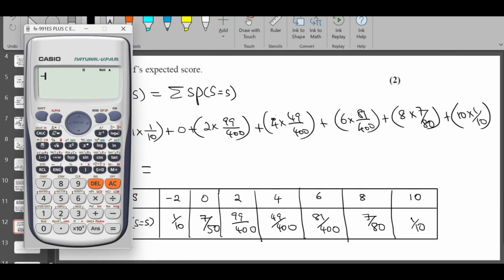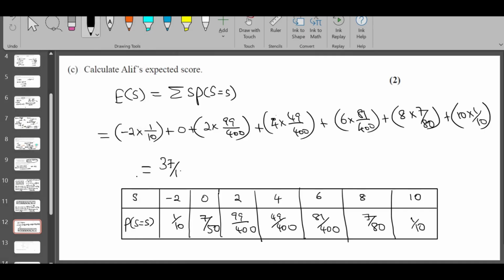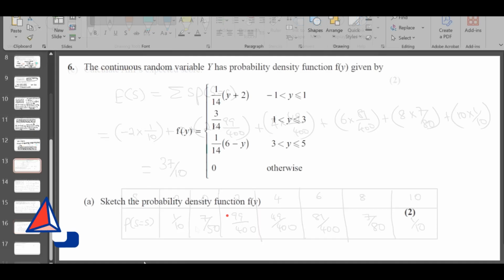So it's going to be minus 2 over 10 plus 2 times 99 over 400 plus 4 times 49 over 400 plus 6 times 81 over 400 plus 8 times 7 over 80 plus 1. 37 over 10 is the expected value. That's all. Question number 6.